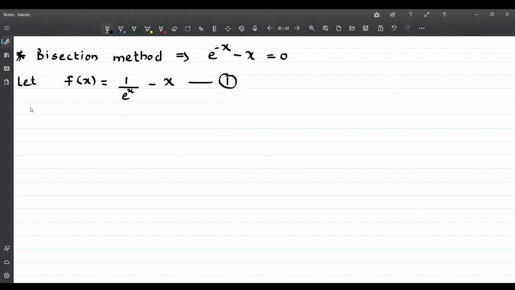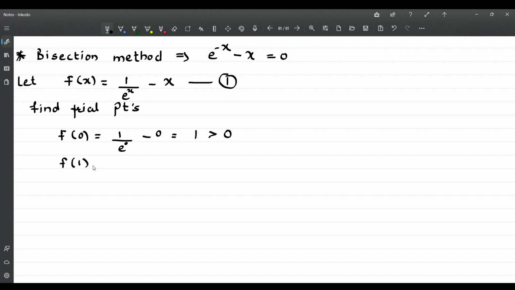Now we don't know the trial points, so the first step is to find trial points. Start from 0. F of 0 is equal to 1 divided by e raised to 0 minus 0. All of us know that something raised to 0 is 1, so e raised to 0 is 1. 1 divided by 1 is 1, and 1 minus 0 is 1, which is greater than 0. It is positive.